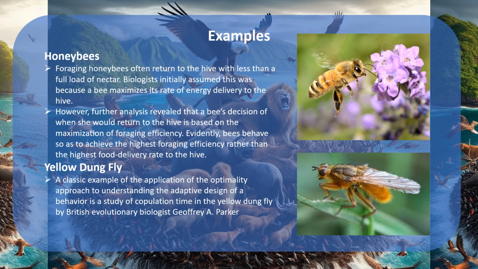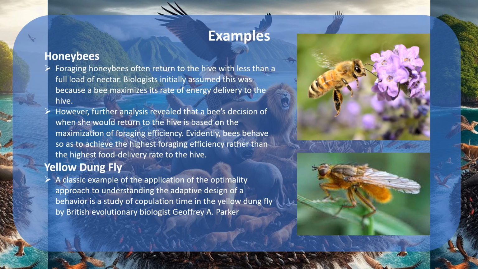So for that, examples are honeybees and the yellow dung fly. Foraging honeybees often return to the hive with less than a full load of nectar. Biologists initially assumed this was because the bee maximizes its rate of energy delivery to the hive. However, further analysis revealed that the bee's decision of when to return to the hive is based on the maximization of foraging efficiency.